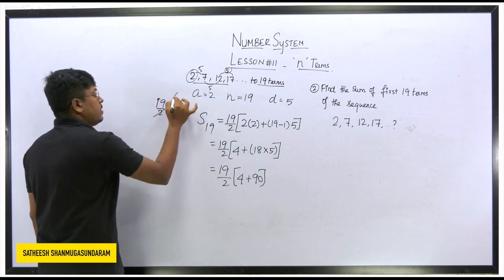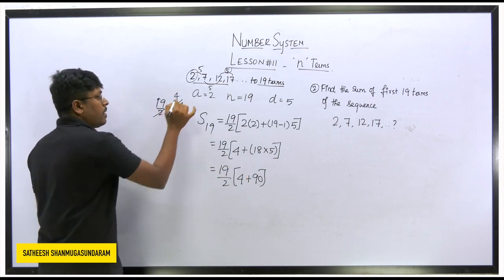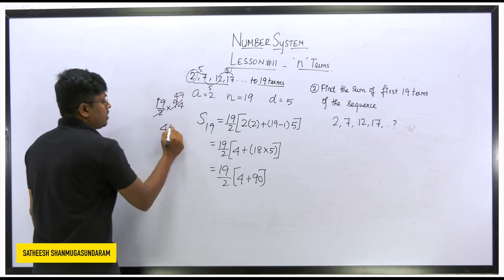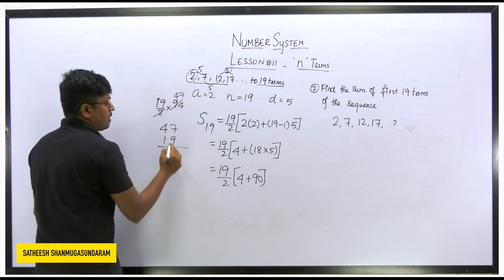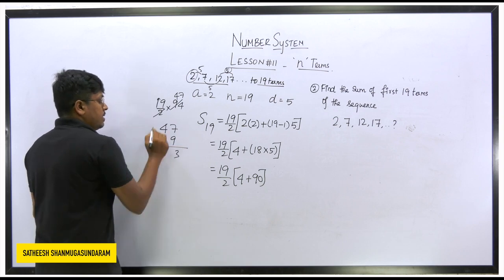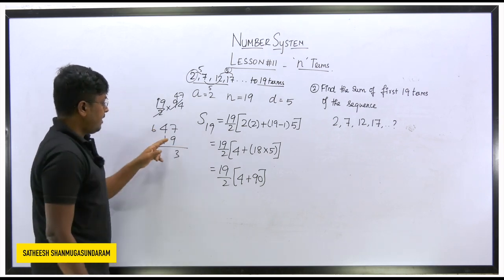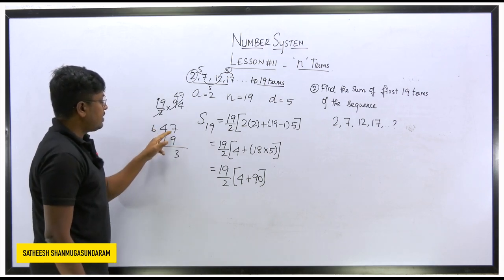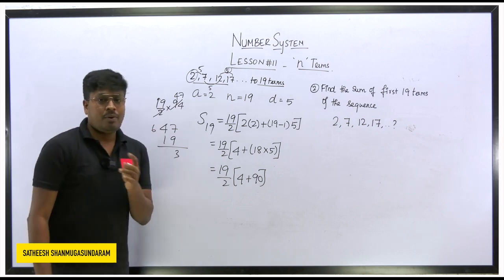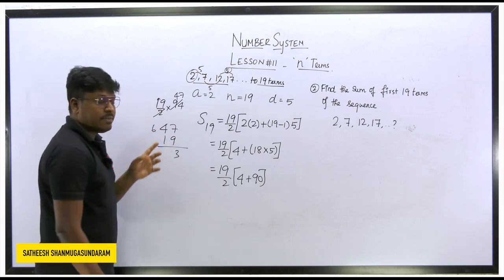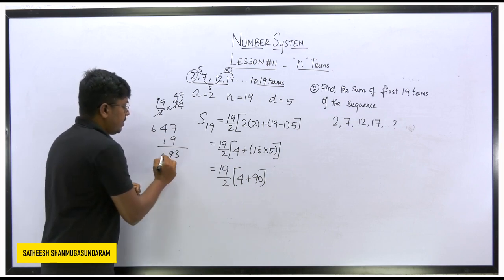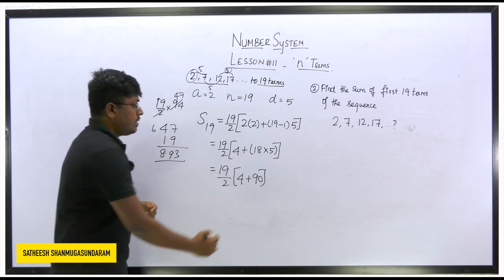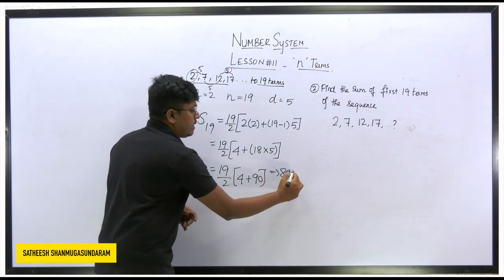So cancel it. 4 2s are 8, remaining will be 1. That is, 7 2s are 14. So 47 into 19. 9 7s are 63, so remaining will be 6. 9 4s are 36, 36 plus 6 will be 42, and 42 plus... 36 plus 7 will be 43. So 43 plus 6 will be 49, so remaining will be 4, that is 893. So the final answer will be 893.